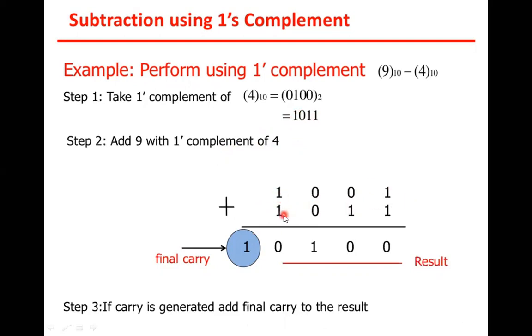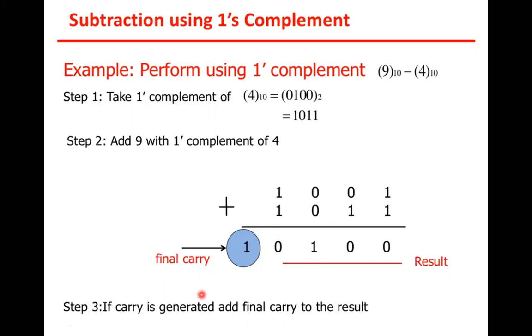1001 should be added to 1011. So 1 plus 1 is 0 with carry 1. 1 plus 1 is 0 with carry 1. 1 plus 0 is 1. 1 plus 1 is 0 with carry 1. Now you got the carry as 1.